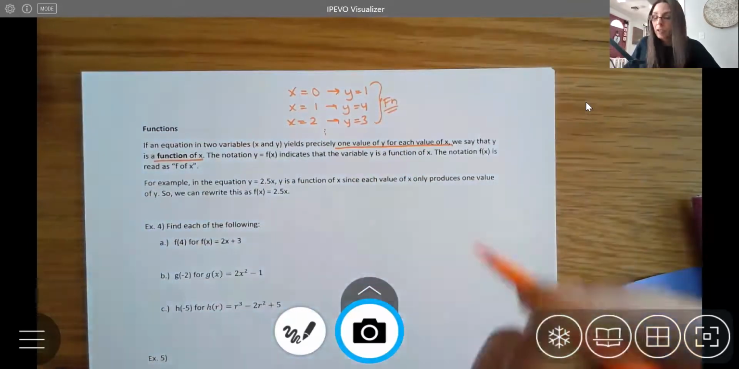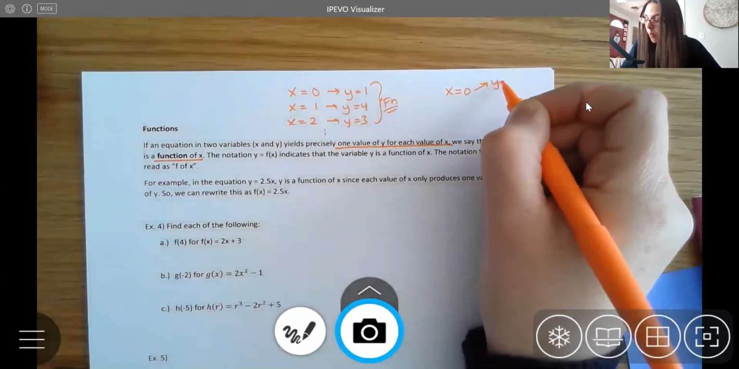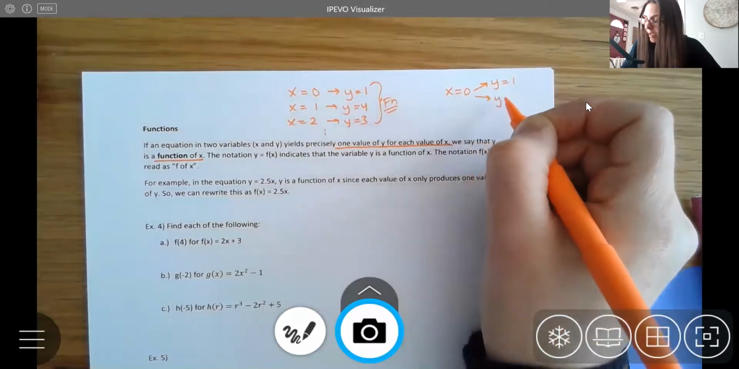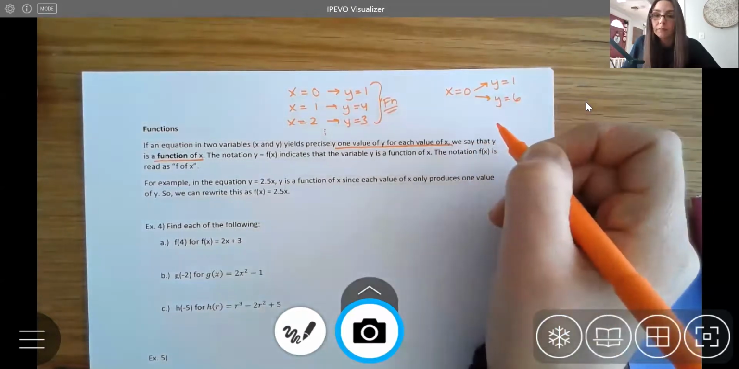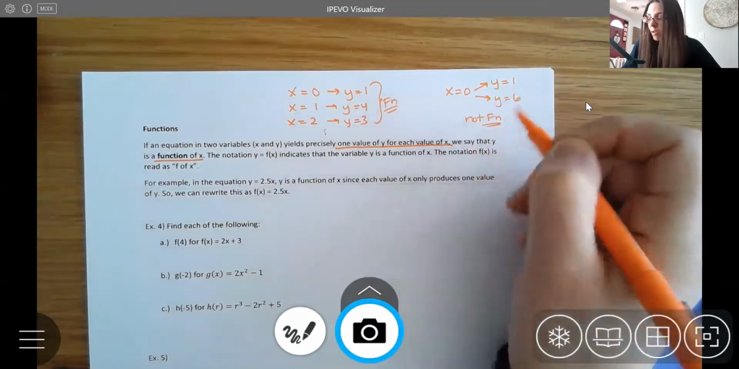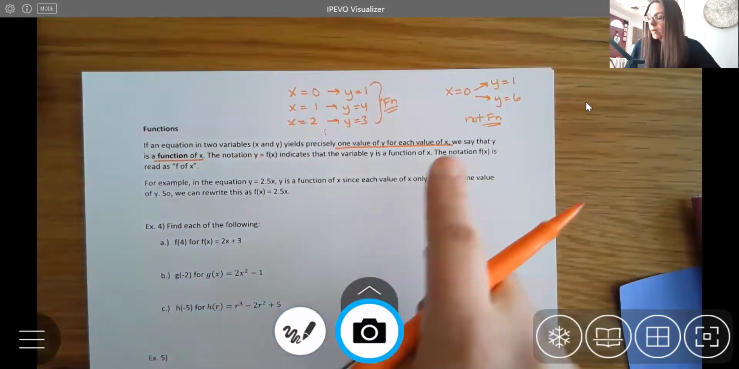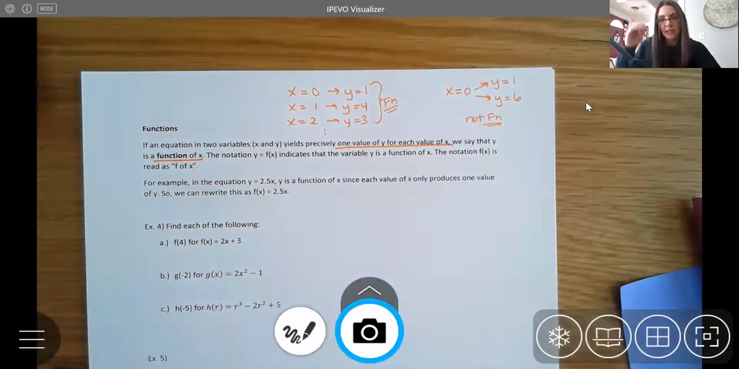Something that's not a function would be like this. Let's say you have x equals 0, and you got both y equals 1 and y equals 6. This is not a function, okay? So with a function, each x value is only paired with one y value, whereas when you do not have a function, a single x value can give you different outputs.